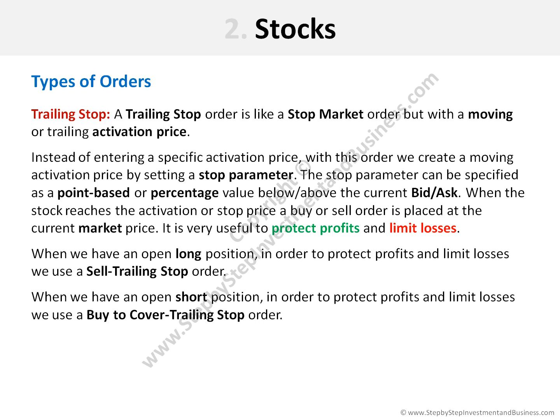ask. When the stock reaches the activation or stop price, a buy or sell order is placed at the current market price. It is very useful to protect profits and limit losses. When we have an open long position, in order to protect profits and limit losses, we use a sell trailing stop order. When we have an open short position, in order to protect profits and limit losses, we use a buy to cover trailing stop order.